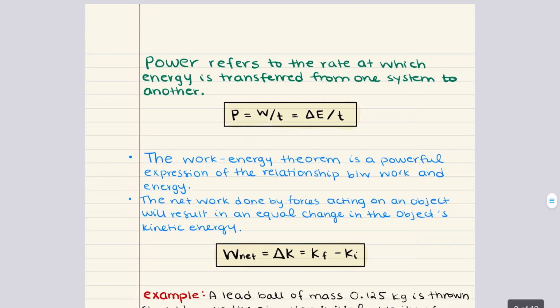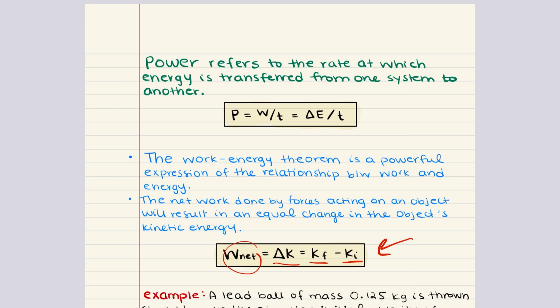Now let's build on our understanding of work by exploring the work-energy theorem. This important principle connects the concepts of work and kinetic energy, and it gives us a really powerful tool for analyzing motion. The work-energy theorem states that the net work done on an object is equal to the change in its kinetic energy. So mathematically, it's expressed using this equation right here, where W net is the net work done on the object, delta K is the change in kinetic energy, and this change in kinetic energy is equal to the final kinetic energy minus the initial kinetic energy.